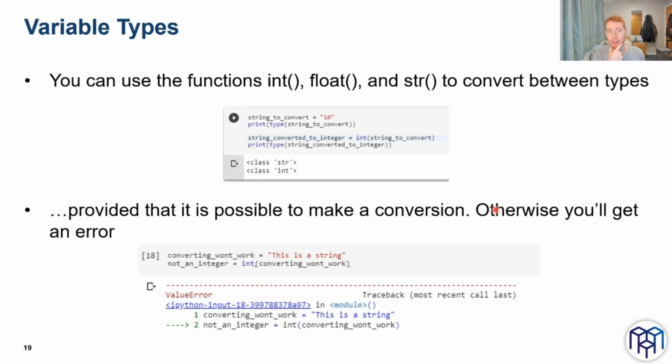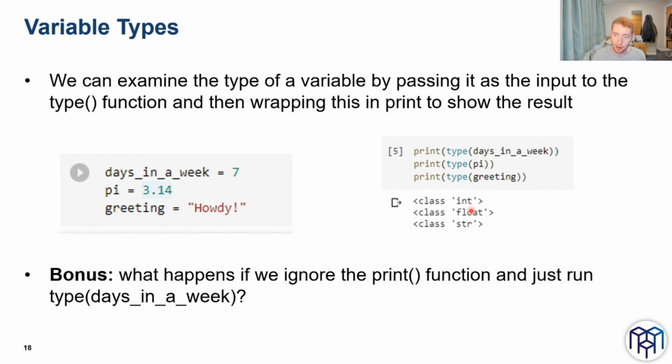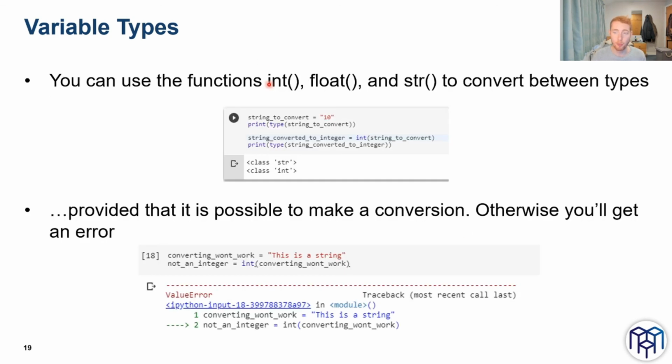Okay, so let's say something has the wrong type. How could we turn it into the right type? We can do this using the functions int, float, and str. And you can see these are the same names as Python's internal names of the different types. And so these will convert any value, any variable, into whatever type is specified here. So integer, float, and string.